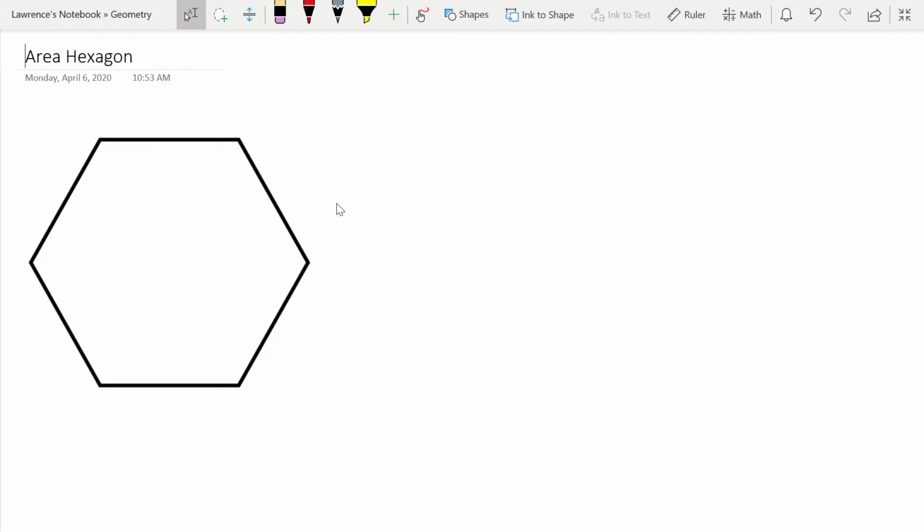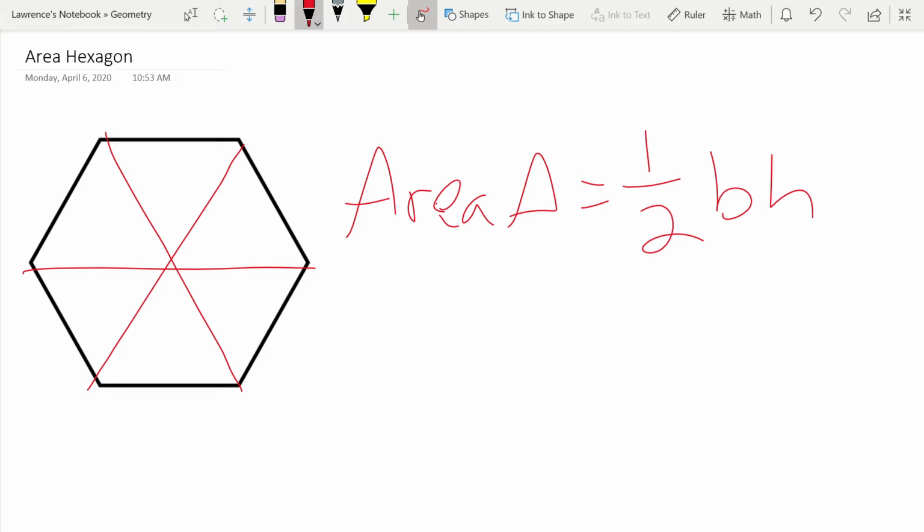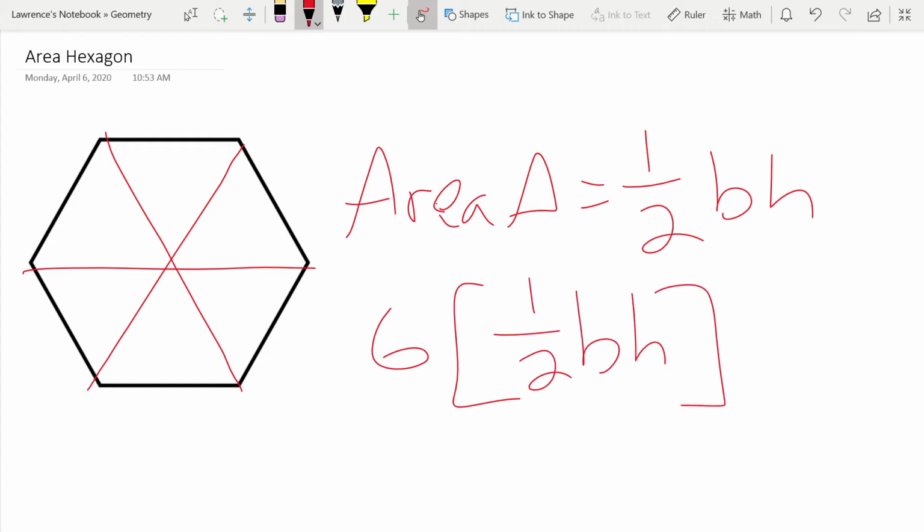Okay, so the idea behind this is very simple. What I'm going to do is take this hexagon and cut it into triangles. The area of a single triangle is 1/2 base times height. Well, this is a hexagon. It has 6 triangles. So therefore, I'm going to do 6 times 1/2 base times height. So that's basically the plan. I'm going to find one of the triangles, multiply it by 6, and call it a day.